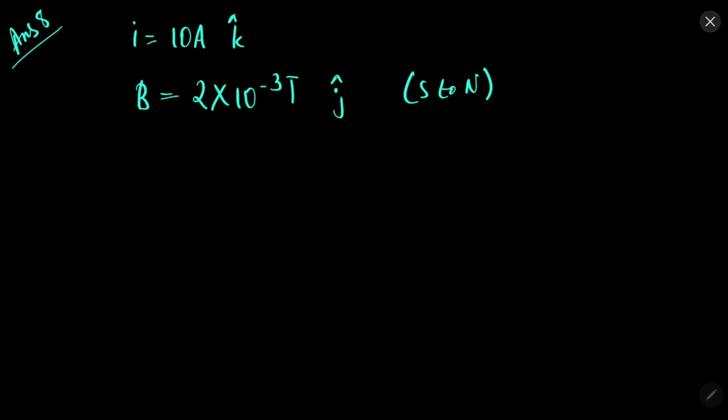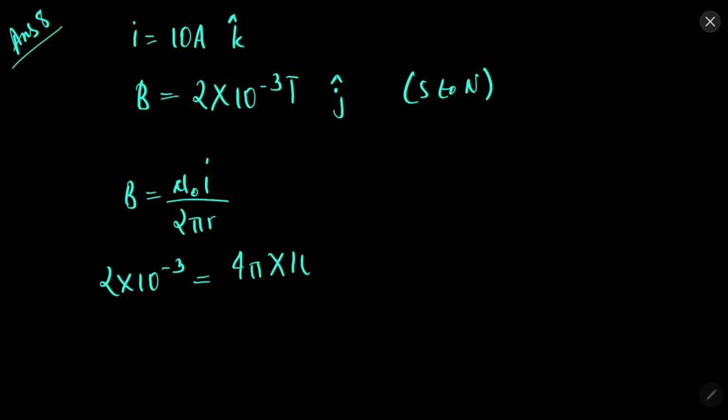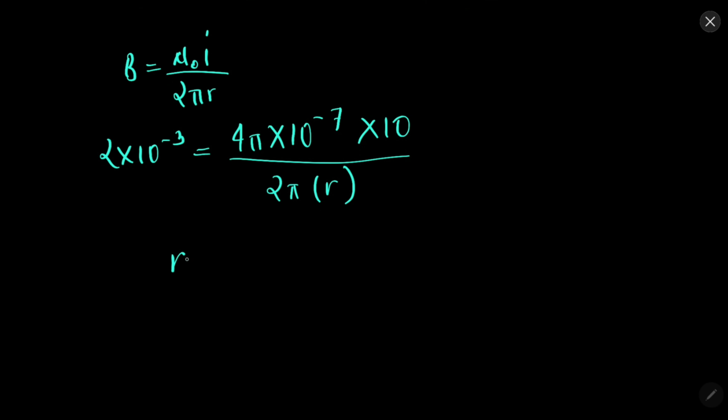So in order to cancel the magnetic field, there should be a field in the minus j cap direction. So B equals mu naught I over 2 pi r. So 2 into 10 to the power minus 3 equals 4 pi into 10 to the power minus 7 into 10 over 2 pi into r. So r will come out to be 10 to the power minus 3 meter or 1 mm.